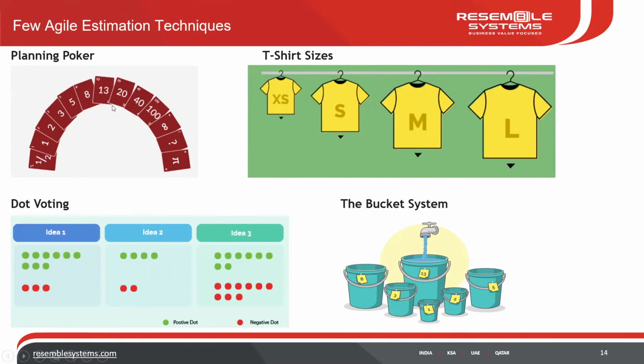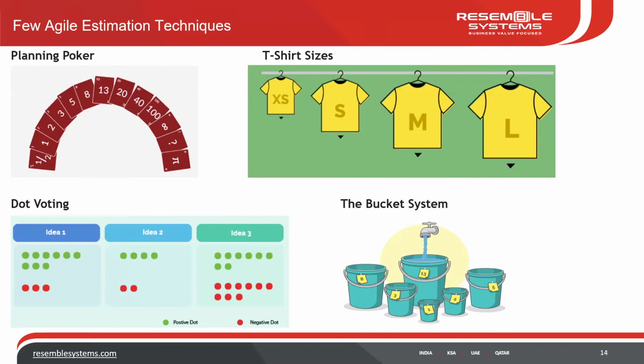Now, just one important thing to remember here, not only in planning poker, the other things that you see here, right? Something that goes beyond 20, we will not consider it as a user story. That will be taken as an epic, right? Because it's too big for the team to do, right? So that is something called planning poker.